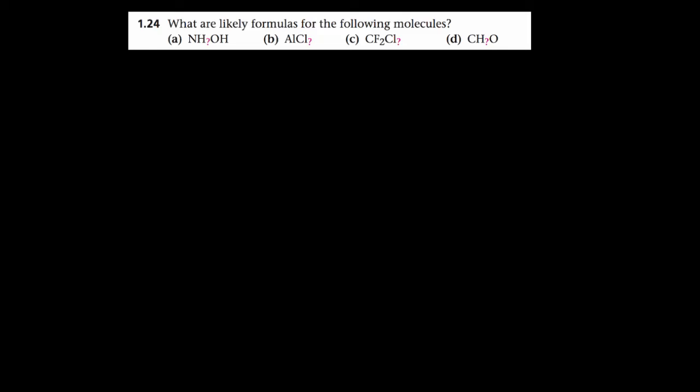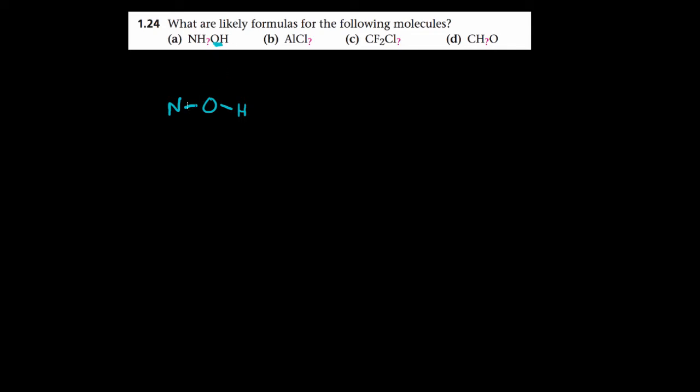Okay, so what are the likely formulas for the following molecules? Well, NHOH. So how many hydrogens are in this structure here? Well, let's just start with the non-hydrogen atoms, so N and O. And there's probably going to be at least one bond between the nitrogen and the oxygen. And then since it has OH here at the end, we know that that hydrogen is bonded to the oxygen.